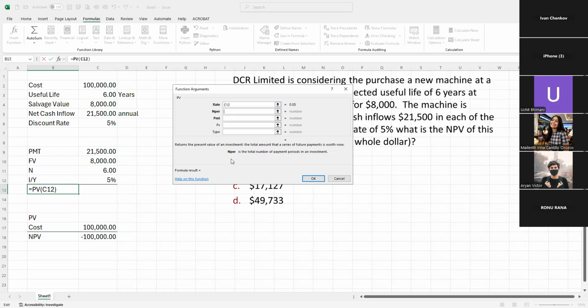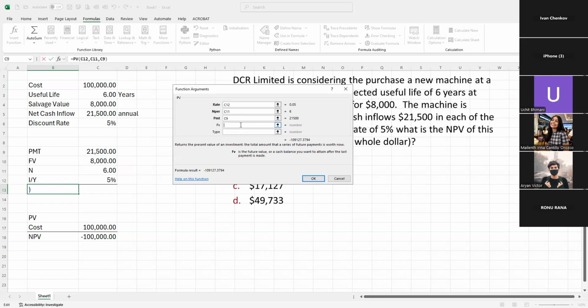Then when you click on N, it's going to say N is the total number of payment periods in an investment. So how many total periods we have? 6 years, or 6 is our N. Payment, PMT. PMT is the payment made each period and cannot change over the life of the investment. So we're getting exactly the same amount every single year, 21,500. That will be our PMT.